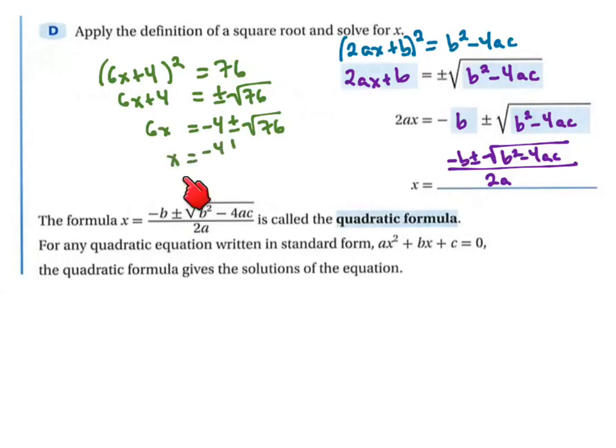Which there, I'm going to do it on my green side as well. And yes, I could keep solving from here, but I'm not going to. Here's the magic. This right here is the quadratic formula. So as long as you are given an a, b, and c, you could plug it into this and find out what x is. Woohoo!